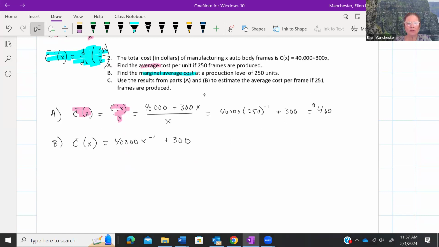And to do the marginal average, we're going to take the derivative of the average. So that -1 goes to the front. And then we're going to subtract 1. So we end up at -2. And the 300 goes to 0, right? That just drops off.